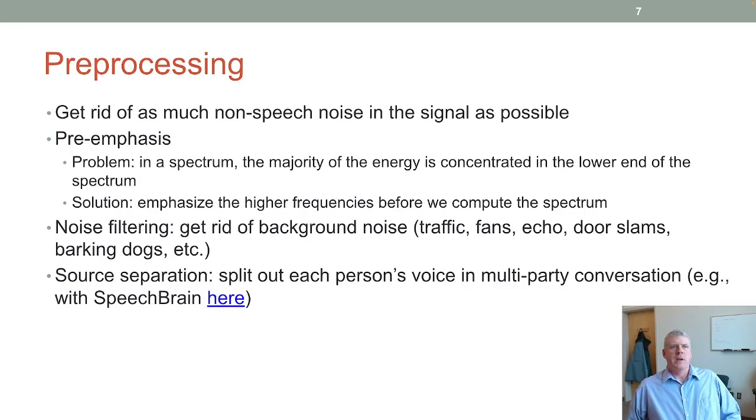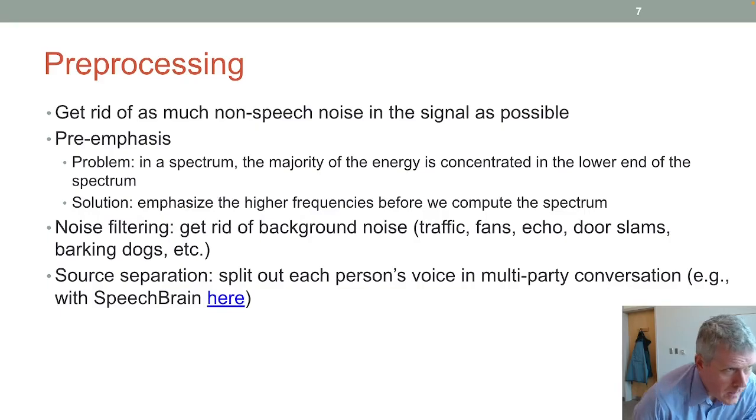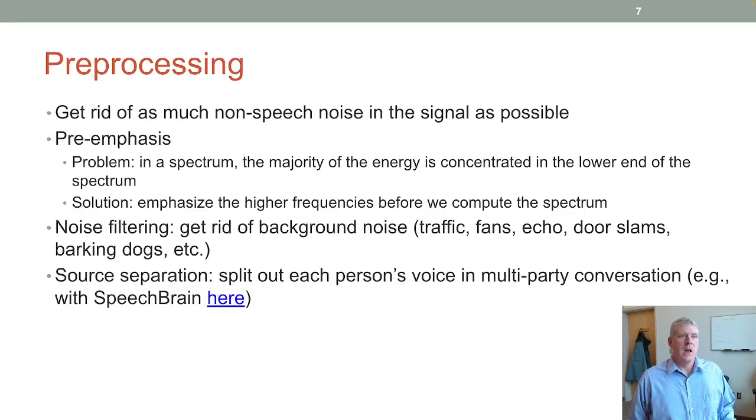Also, there's a step of pre-emphasis. The problem is that in a spectrum, the majority of the energy is concentrated in the lower end of the spectrum. So a solution is to emphasize or amplify the higher frequency sounds before calculating a spectrum. Another step in pre-processing is noise filtering, getting rid of background noise, which can be done manually in Audacity. And the last one there is source separation, or diarization.